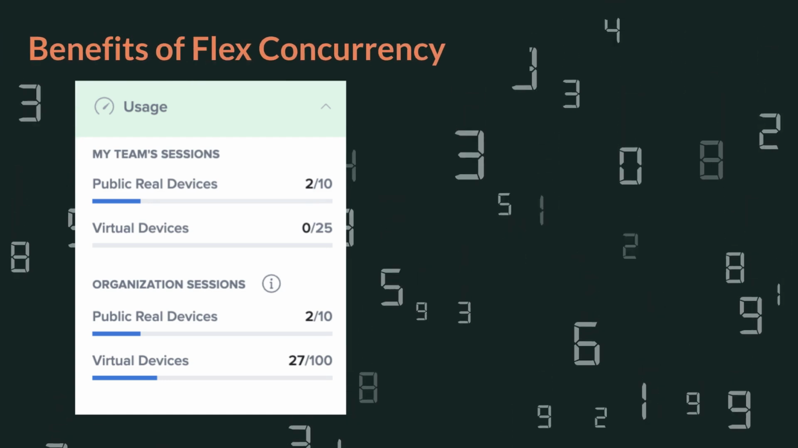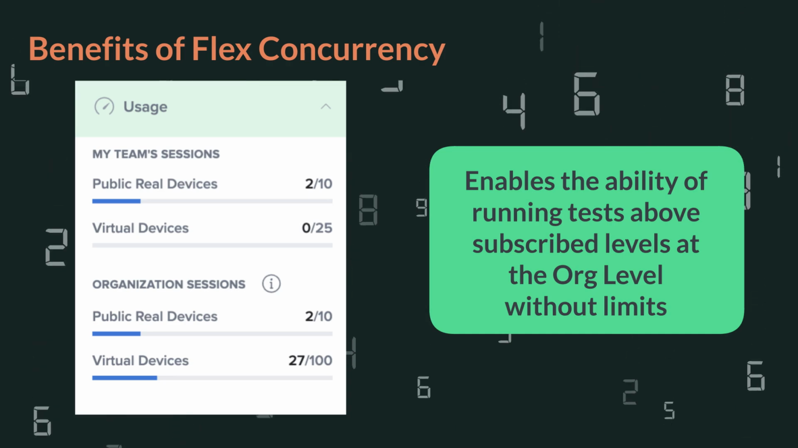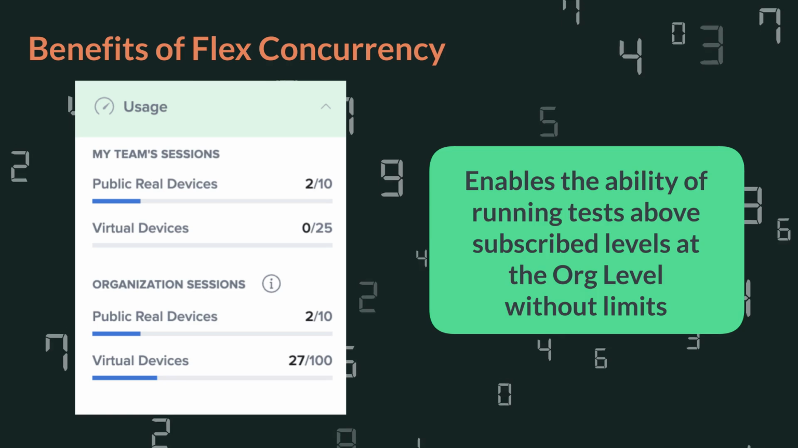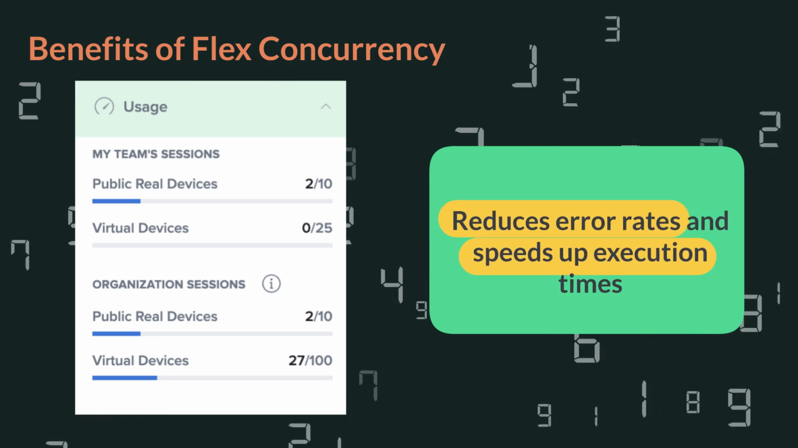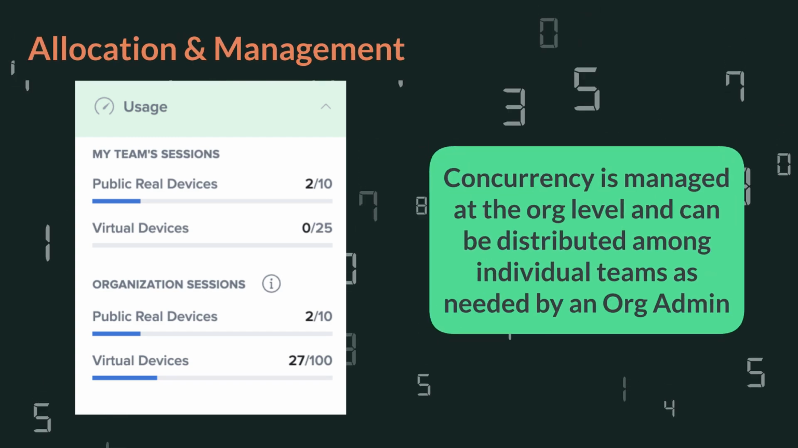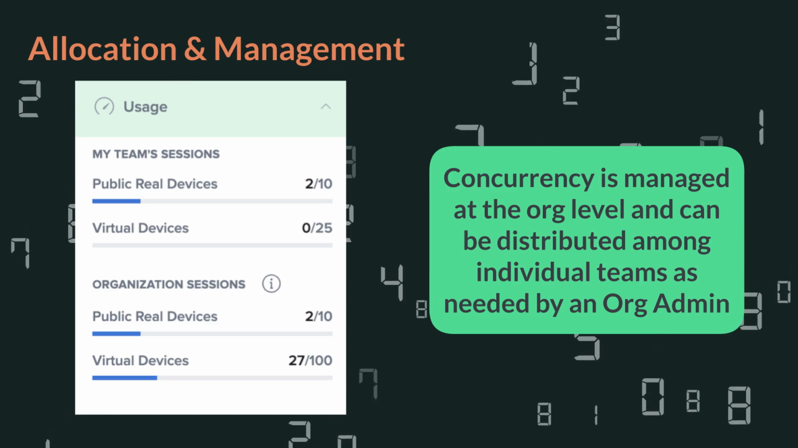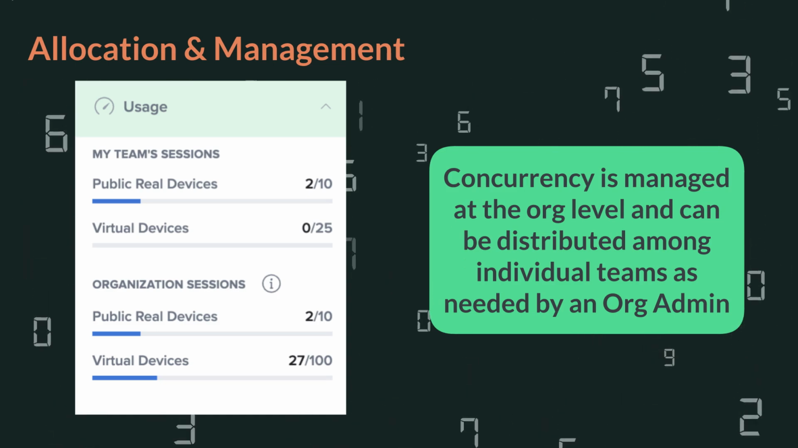Flex concurrency gives you the ability to run tests above subscribed levels at the org level without limits for when you need to test more, which reduces error rates and speeds up execution times. Concurrency is managed at the org level and can be distributed among individual teams as needed by an org admin.